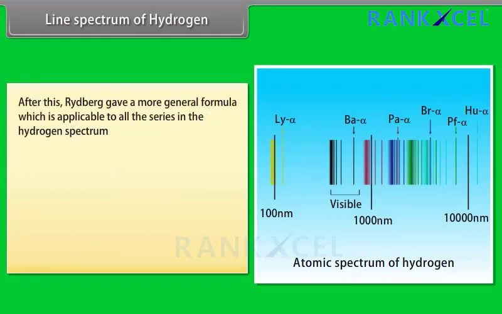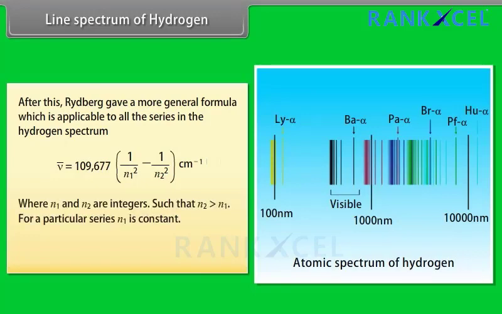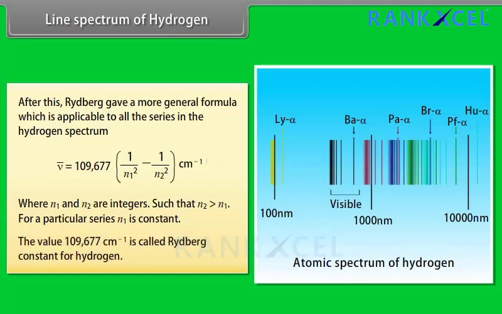After this, Rydberg gave a more general formula which is applicable to all the series in the hydrogen spectrum. Wave number is equal to 109677 × (1/n1² − 1/n2²) per centimeter, where n1 and n2 are integers, such that n2 is greater than n1. For a particular series, n1 is constant. The value 109677 per centimeter is called Rydberg constant for hydrogen.